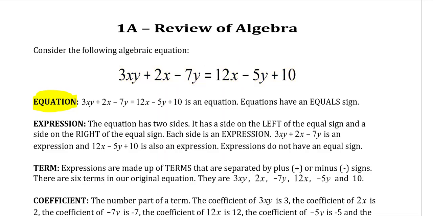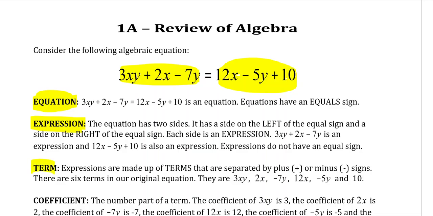In that equation, we can also have what are called expressions. If we just took the left-hand side of the equal sign, the 3xy plus 2x minus 7y, that is an expression, because it has terms in it, letters and numbers, but it does not have an equal sign, so it is not an equation. Likewise, I could do the same thing with the right-hand side. That would be another expression.